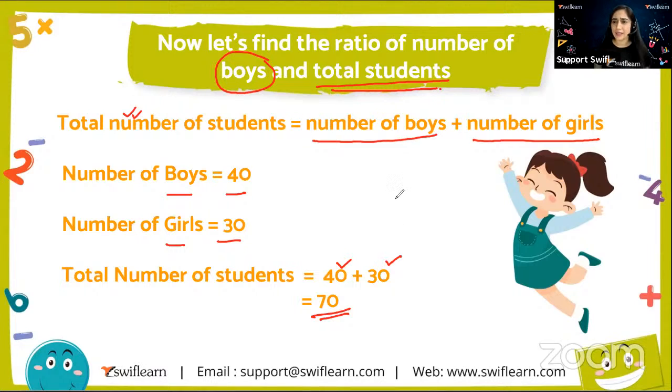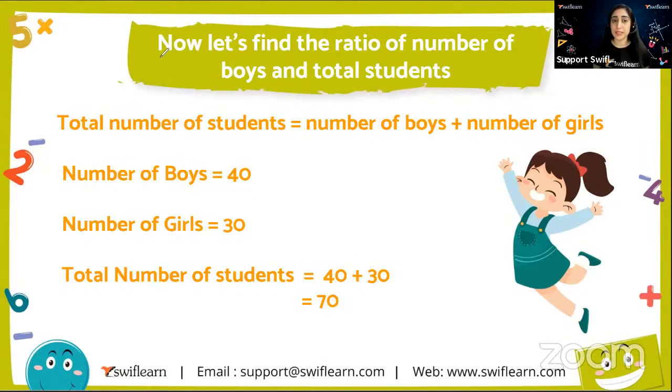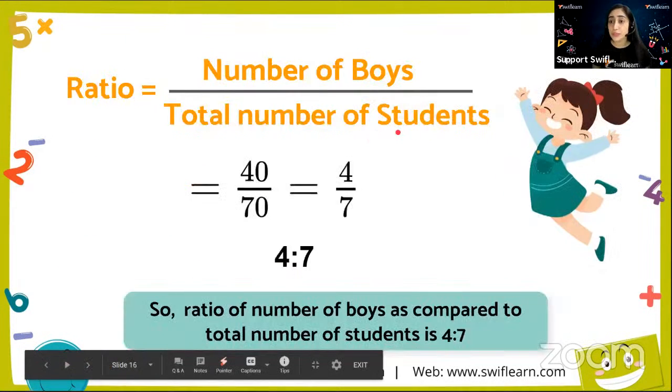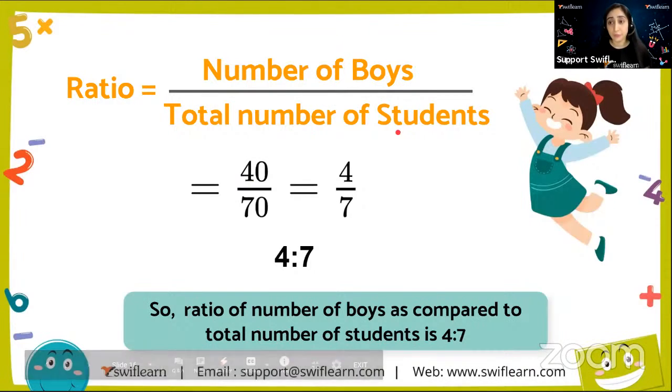So how will I write this? I know that the number of boys comes first, whereas the total number of students will come beneath it, will follow it.